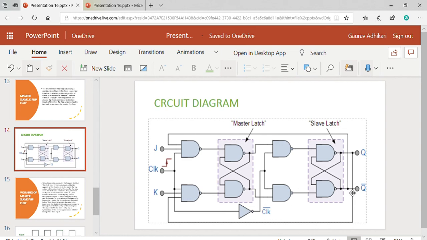At this time, the output generated at the slave flip flop goes to the master flip flop, and when the clock is again high, the master latch becomes operational and the slave latch becomes 0 and non-operational. The output then goes to the input of the slave latch, and again when the clock is low, the master will be non-operational and the slave will be operational.